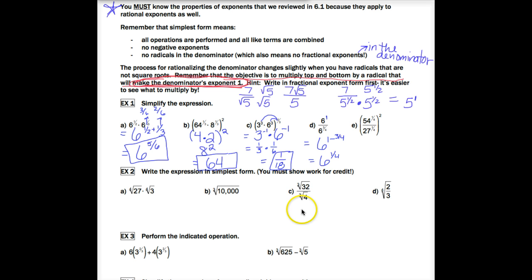Again, you're going to leave your answer in the format of the original problem. So the original problem had fractional exponents. I'm going to leave my answer here with a fractional exponent. This does not come out evenly, so I can't do anything else to it.